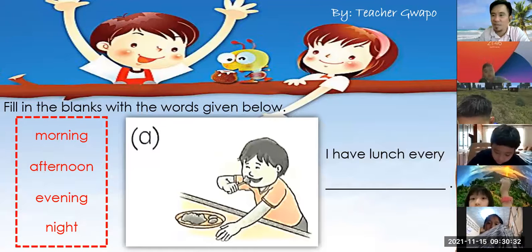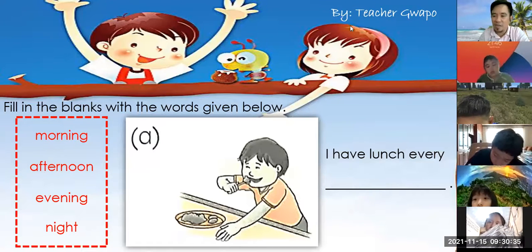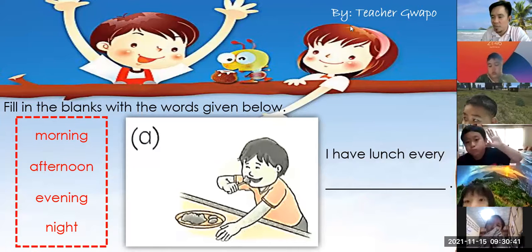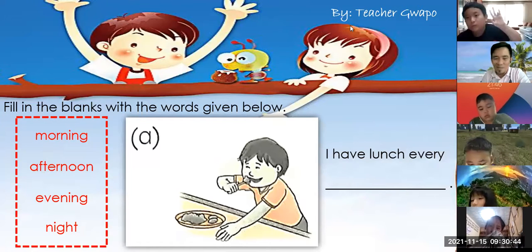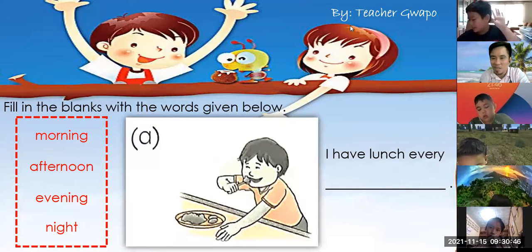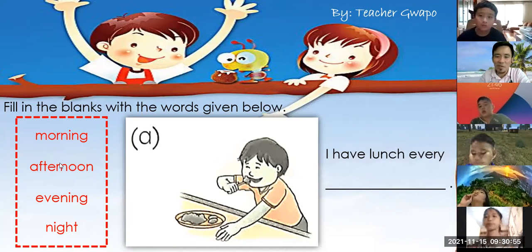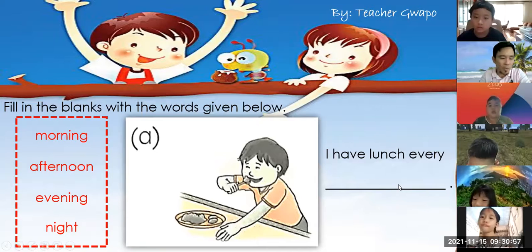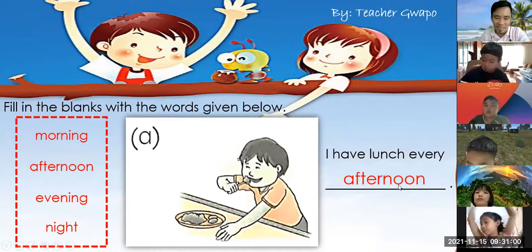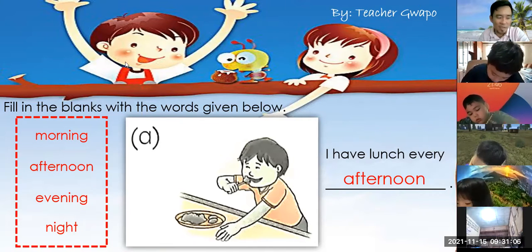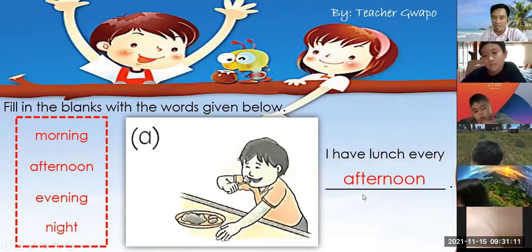Letter A. What do you think is the answer here? I have lunch at what time? What time do you have your lunch? What part of the day? Is it morning, nighttime, afternoon, or evening? Tinchai. Afternoon. Very good. So you have your lunch in the afternoon, so you will write here afternoon. Very good, everybody. So as I said, you must know how to spell the words morning, afternoon, evening, and night.